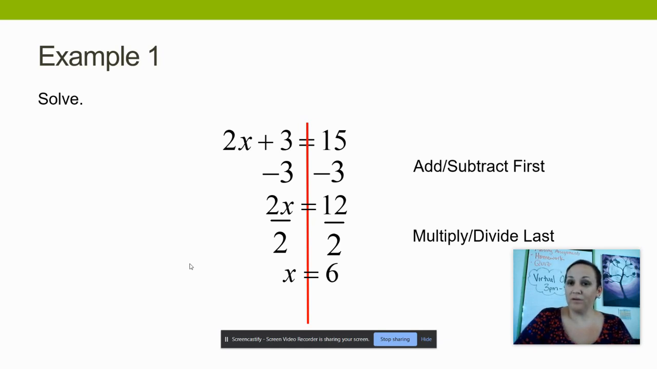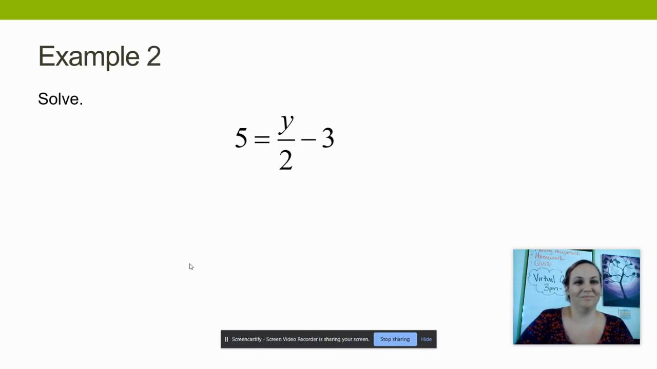Let's try one more, and then you can start your homework. In this problem, just like in the previous problem, I'm going to draw that red line going down through the equal sign. That gives me a nice visual reminder that the variable in this problem is on the right-hand side. So my goal is to move everything from the right-hand side to the left-hand side. It's a little different than the previous problem.